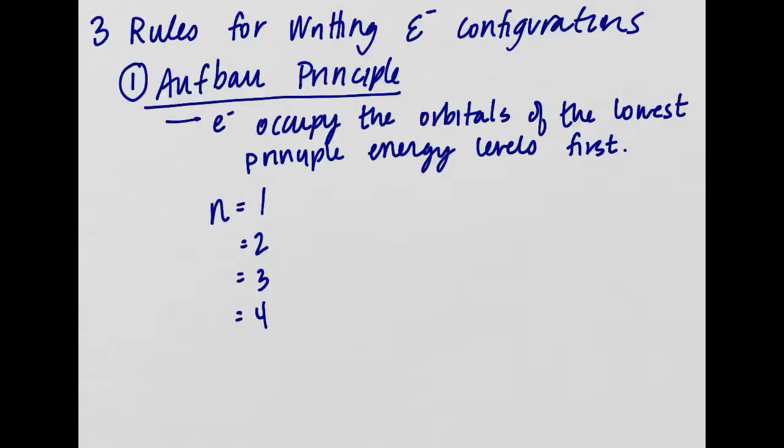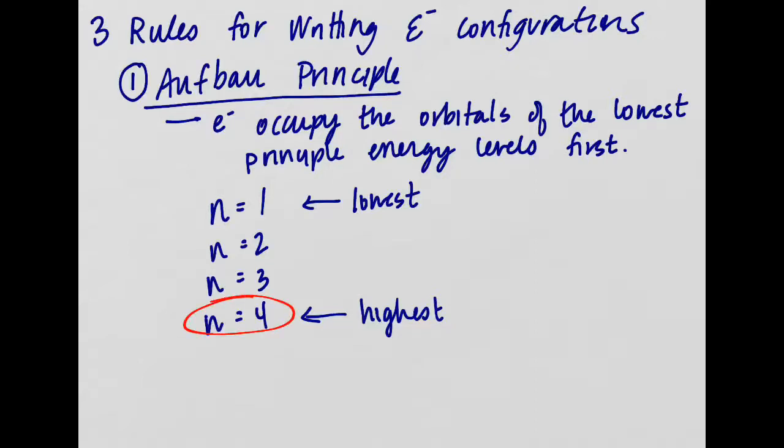We know that this one is the lowest energy. The first principal energy level is the lowest, and the fourth would be the highest. So it increases in energy. If we're at the n equals 4 principal energy level, we have much more energy at that level than we do at n equals 1. Another way of saying this is that n equals 1 is the most stable of the principal energy levels.